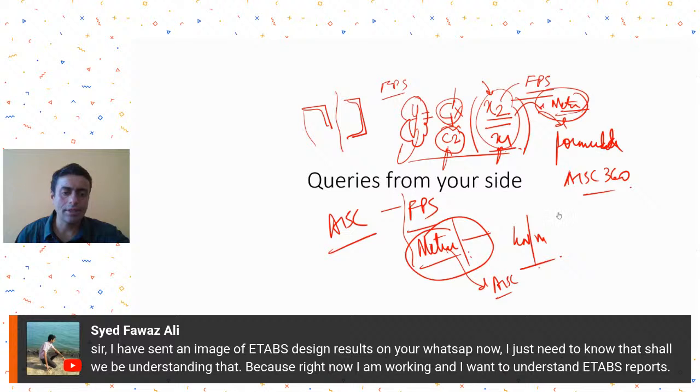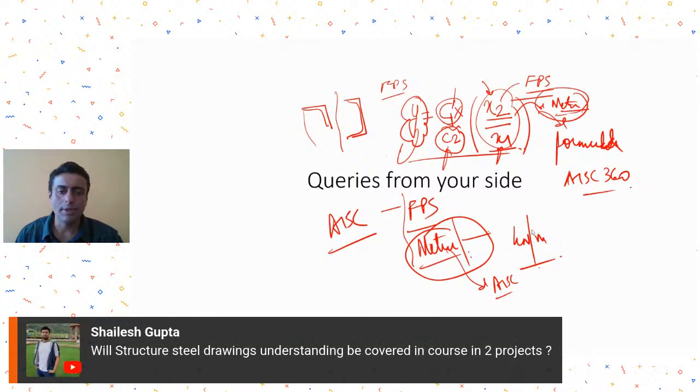Mr. Sayyid Fawaz Ali is saying, I have sent an image of ETABS design result on your WhatsApp. Let me see my WhatsApp, what he has sent. Oh, yes, yes, we will be doing this. But this is as per Indian code, I think. This ETABS output that you have sent is as per the Indian code. It is not as per the American code. So anyway, we will be doing the step-by-step understanding of the output also, that what detailed output ETABS is giving, we will be understanding each and every value that ETABS is showing us, from where we are getting those values. All those things will be covered.